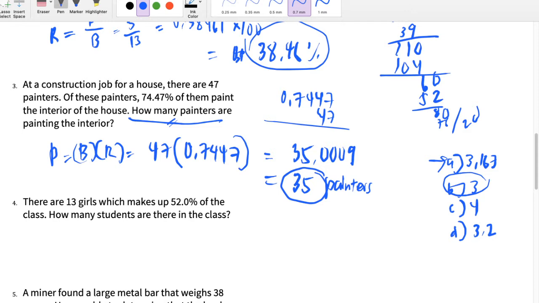Number 4, there are 13 girls which makes up 52% of the class. How many students are there in the class? Sorry. We're looking for the base. So, B is equal to percentage over rate. 13 girls over 52% or 0.52. Okay? If you divide 13 by 0.52, you should get 25. Okay, exact naman yung sagot dyan. So, answer here is there are 25 students.